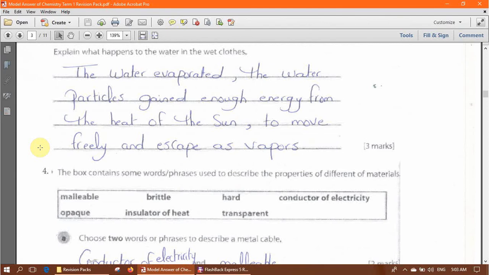Okay, you're going to choose from the word bank. So which 2 words describe a metal cable?